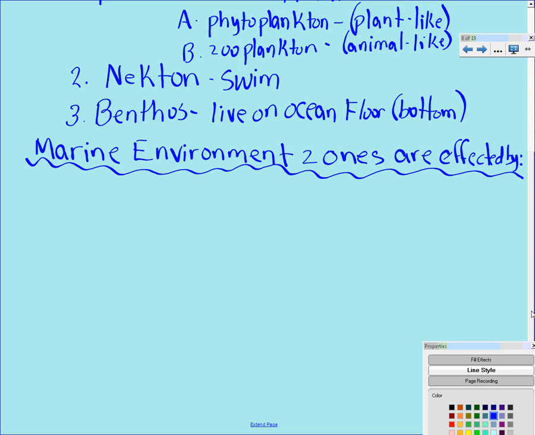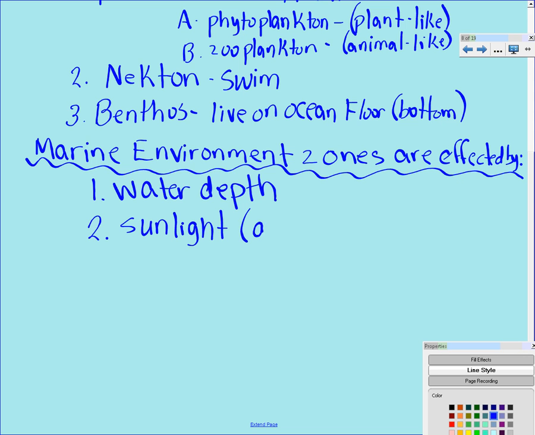You have three zones, well, four zones of the marine area. And those zones are going to be affected by two things. One thing that's going to affect the zone of the marine water is the water depth. Water depth is going to determine what zone it is. It's also going to determine what's going to live there. And the other thing, so this is a combination, is sunlight. The amount of sunlight. Any questions?